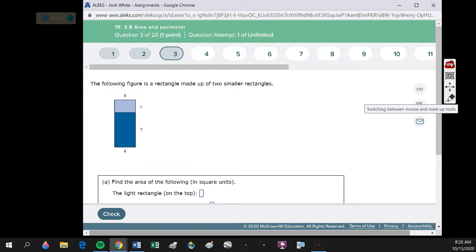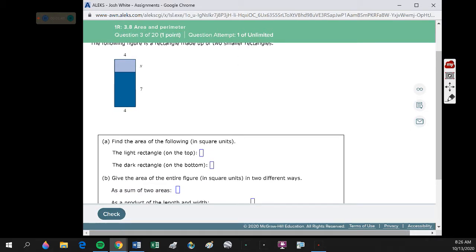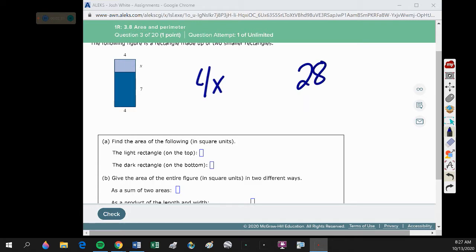Okay, number 3. We have 2 rectangles attached to each other. What is the area of the light rectangle? It would be x times 4, which we would probably just put 4x. What's the area of the dark rectangle? 7 and 4. So 28 units squared.